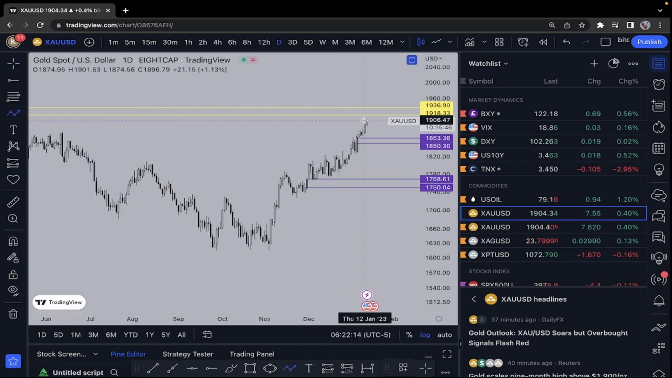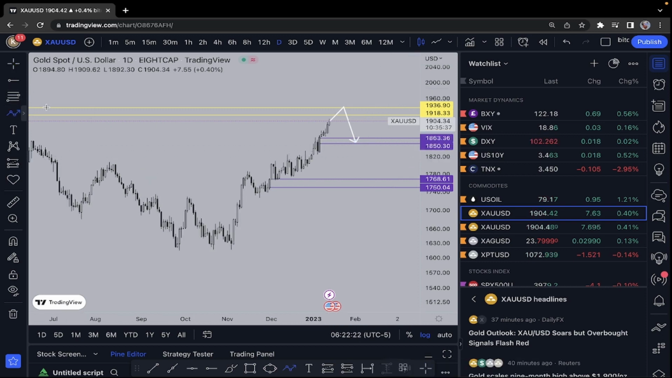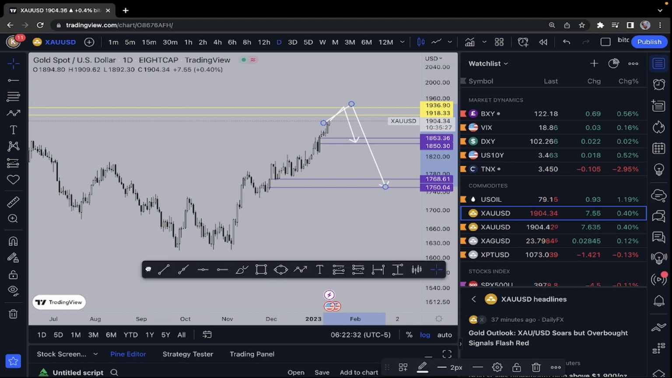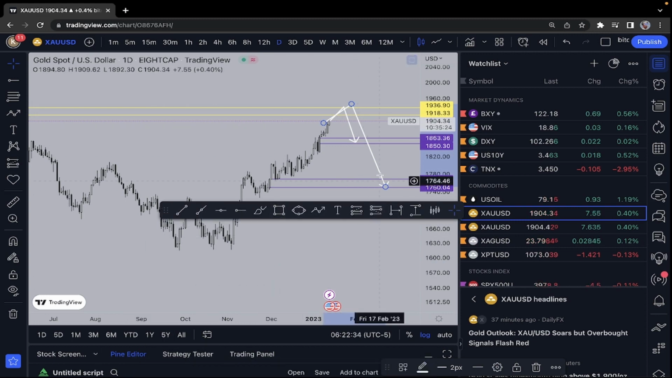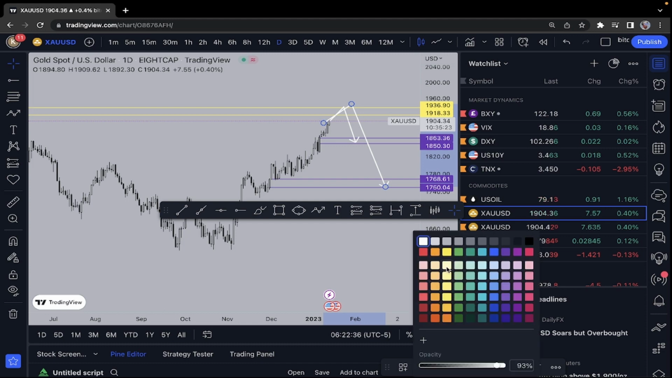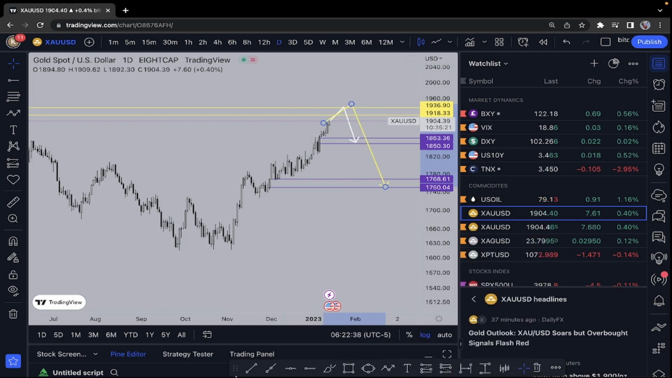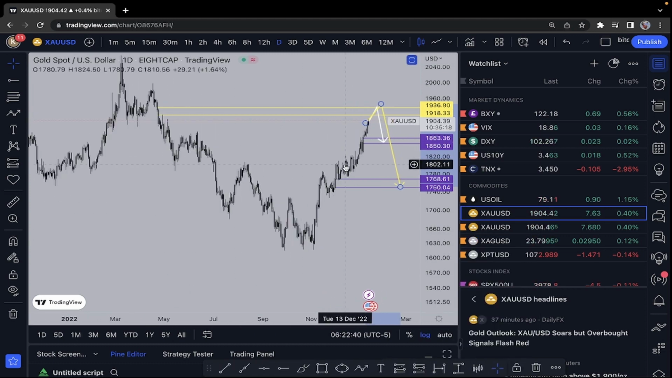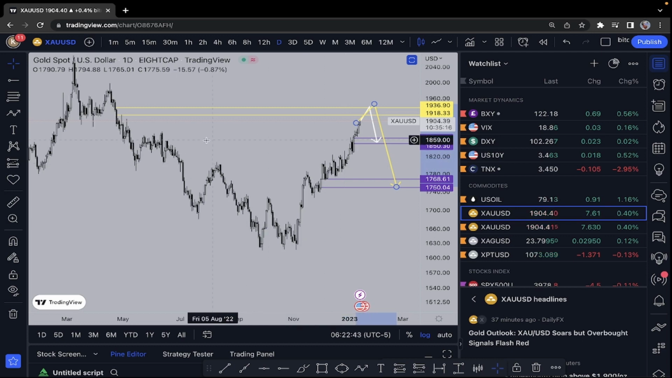So it will probably look something like this. Either price comes here, sweeps the high, one out of the two, fills this, or option B, price comes in and then comes back down here, one out of the two. And that's what I'm expecting. Let me just change the color of this bad boy real quick. Yellow. Alright. So simple as that.